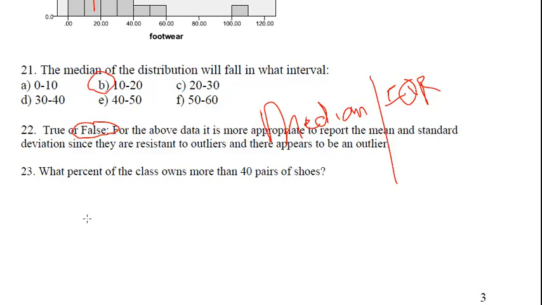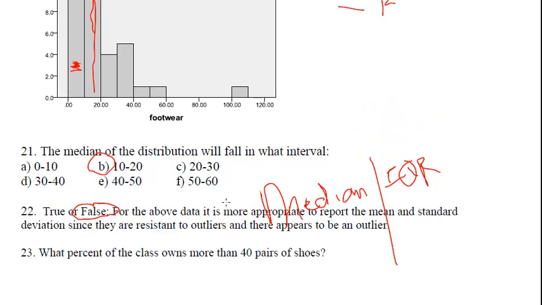All right, the next one is fairly simple. What percent of the class owns more than 40 pairs of shoes? So getting back up to my histogram, here's 40 right here. So more than 40 is this way. And so I count the heights of the bar. I have one observation here, one there. So I have 3 observations out of a total of 40 students. And so that's going to be 7.5%.